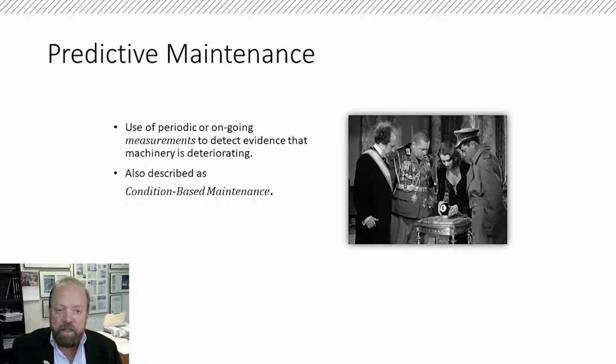The last but not least maintenance is called predictive maintenance, which uses periodic or ongoing measurements to detect evidence that the machinery is deteriorating. An example of this: rather than change filters out every 3 months, you put in a program that changes the filters out when the static pressure drop exceeds a certain level, and then you automatically create a work order to change the filters.